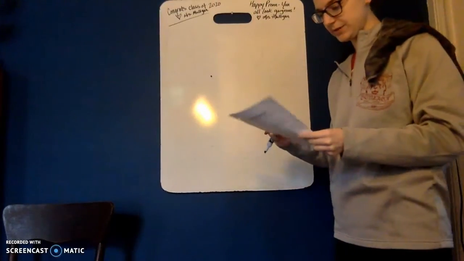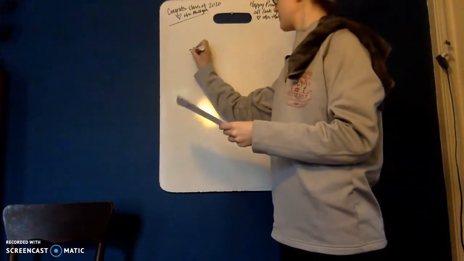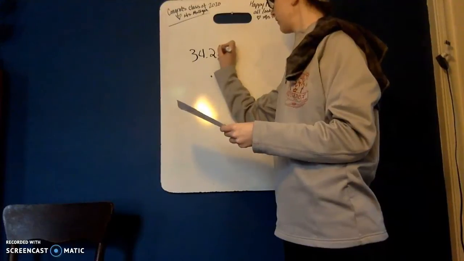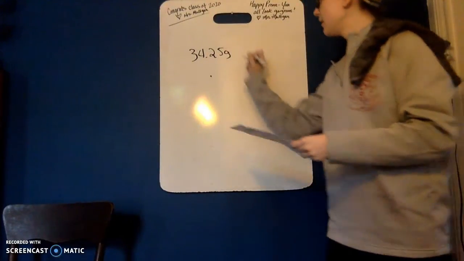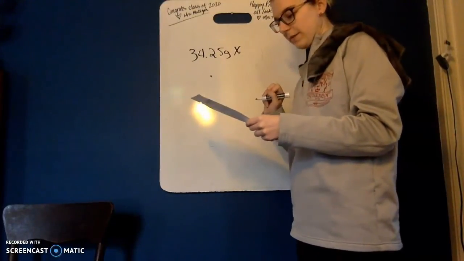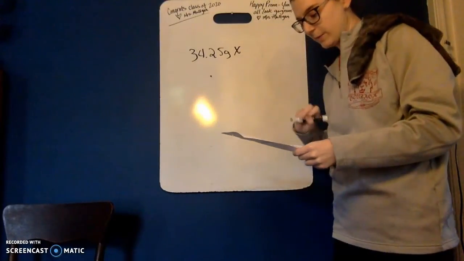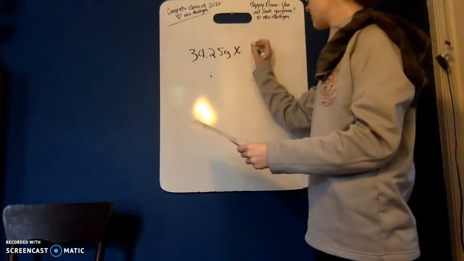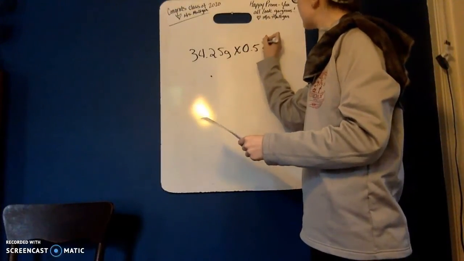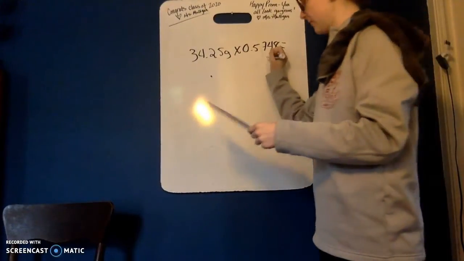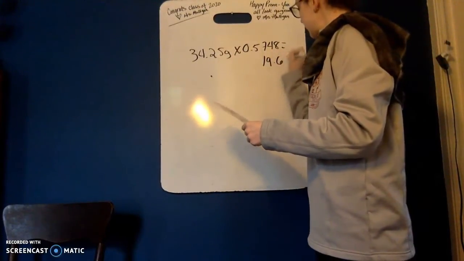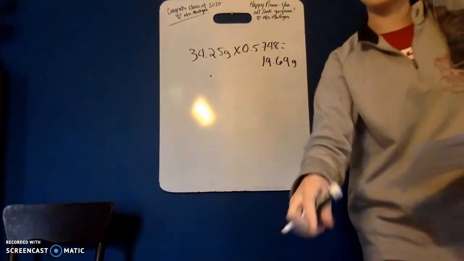So I'm going to take the mass of my total sample, which is 34.25 grams. And first I'm going to find the percent of sodium. From number 2, I found out I had 57.48% of sodium by mass. So I multiply by 0.5748, and I get a mass of 19.69 grams of sodium ions.